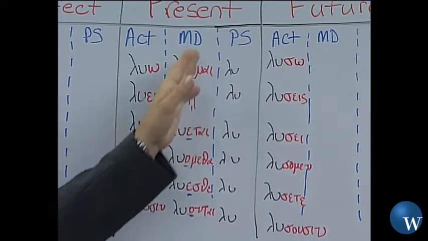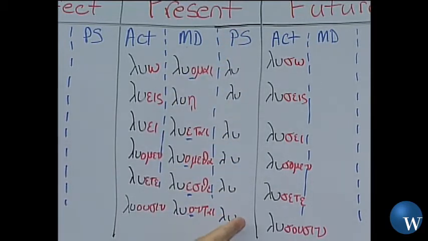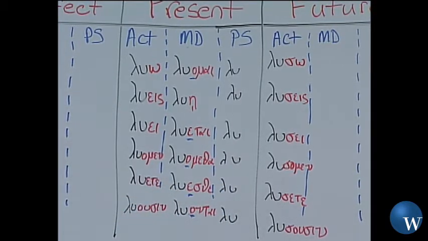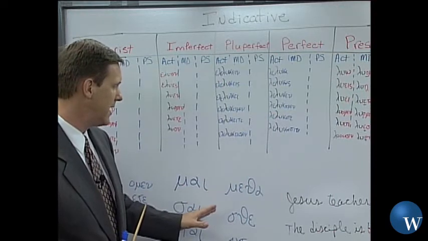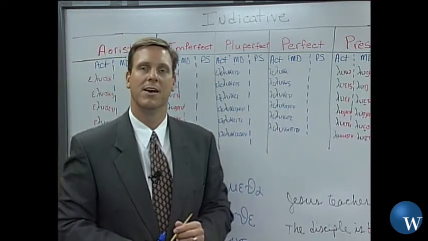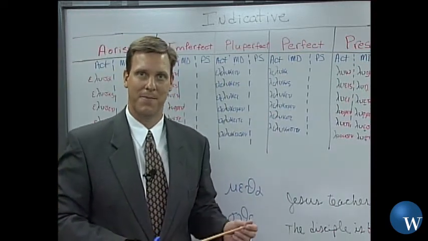And the same thing for the passive. They're the same endings, and we'll talk a little bit about that in just a moment as to why those endings are the same. So for now, I want you to just focus on these, mai, sai, tai, metha, sthe, ntai. Get that in your mind so that you can remember what those endings are all about.